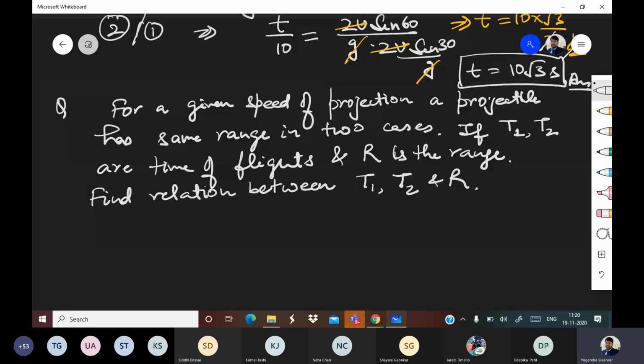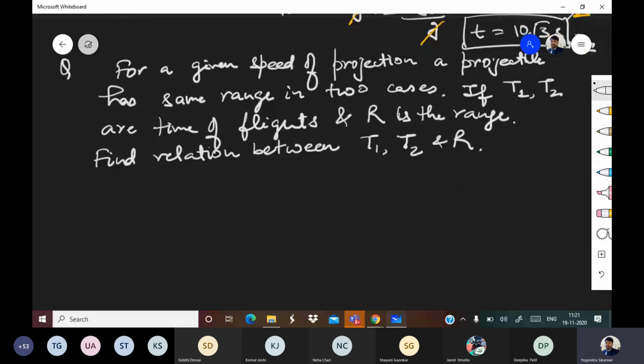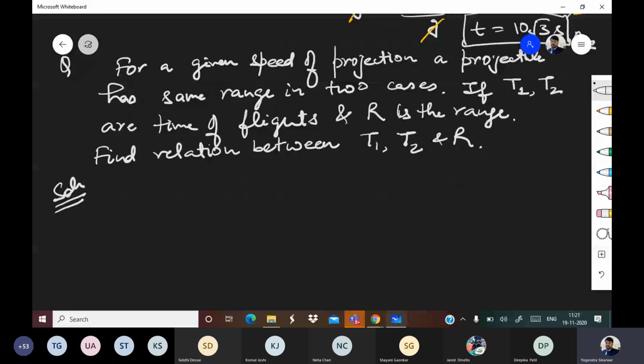R is equal to g T1 T2 by 2. Suhas is saying R is equal to 2 T1 T2 by g. Asmita is saying g T1 T2 by 2. Asmita, also write R is equal to. Okay, everyone, please pay attention. So in this question, R is the range. T1, T2 are the times of flight in two cases.